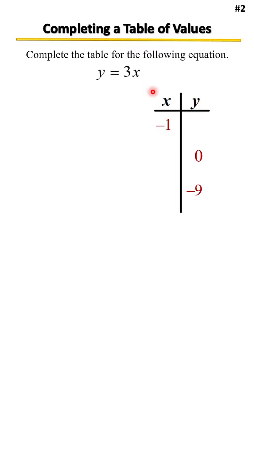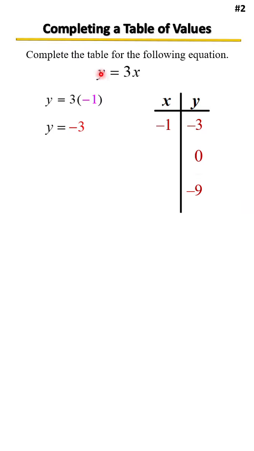So in the original equation, we're going to remove the x and replace it with -1. When we do so, it's going to look like so. 3 times -1 equals -3. So y equals -3. This means when we plug in a -1 for x, what we get out for y is a -3.